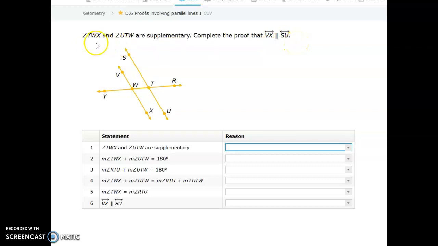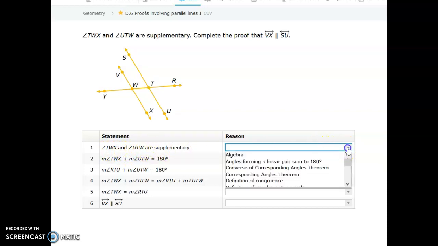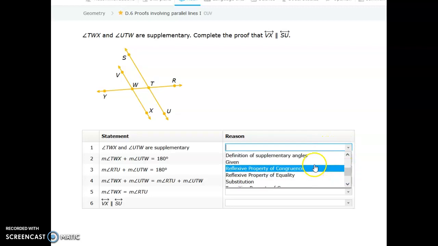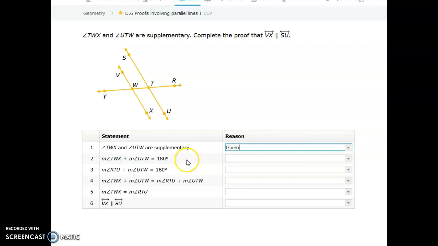Okay, so it's given here that TWX and UTW are supplementary, so I'm expecting when we look at the proof to see this as the very first line, and the reason that we're going to give is given. Let's take a look. Okay, there it is. Our statement copied from the problem. Angle TWX and angle UTW are supplementary. They've just copied that from the text of the question, so we're going to say that the reason is given because it was given to us.